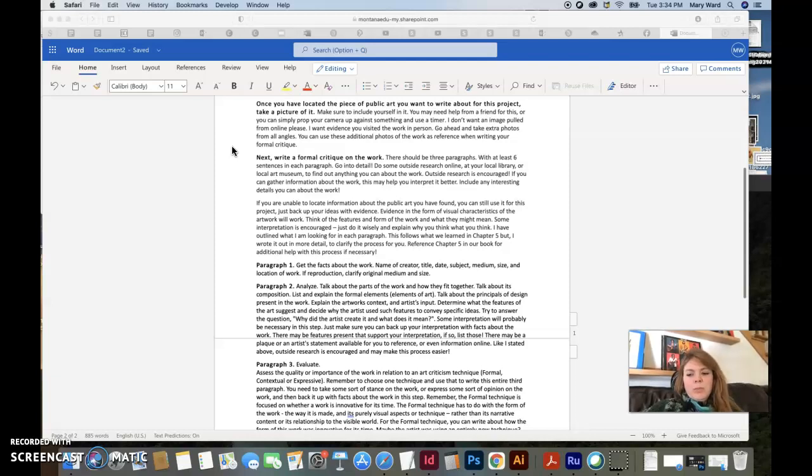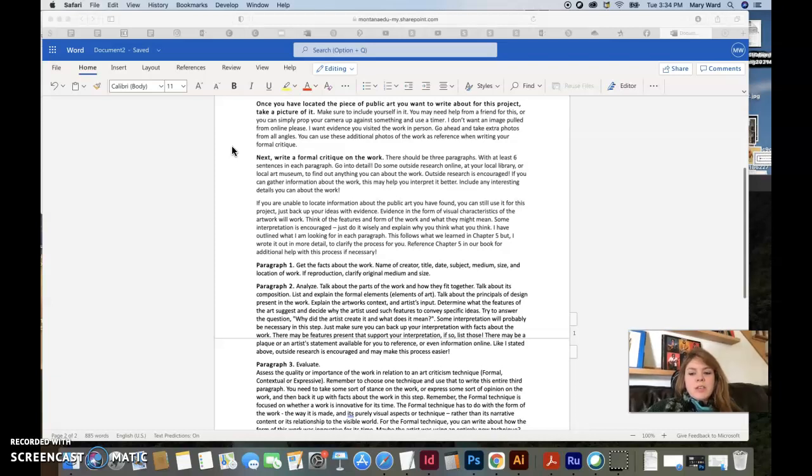And you may need help from a friend with this, or you can just prop up your camera against something and use a timer. Most of us have smartphones. This is totally possible to do with a smartphone, as long as you have something you can prop it up with. I don't want an image pulled from online. That's my main thing. I really want it to be something that you went and saw yourself, and I want evidence of that. I want evidence that you actually visited the work in person.